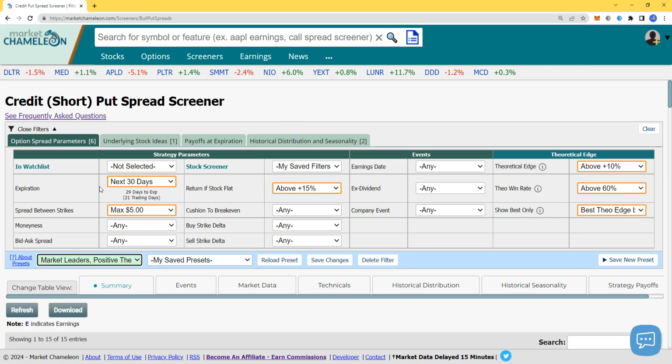Now let's see the filter that Market Chameleon gave us. The put credit spread will expire in the next 30 days. Maximum spread 5. Return if stock is flat, look at this, above 15%. Above 15% yield on your money.